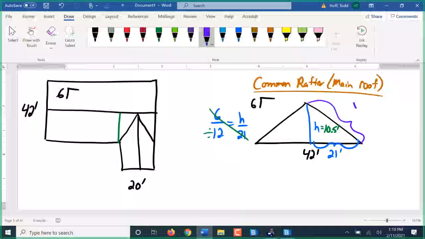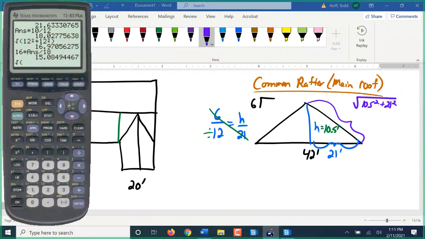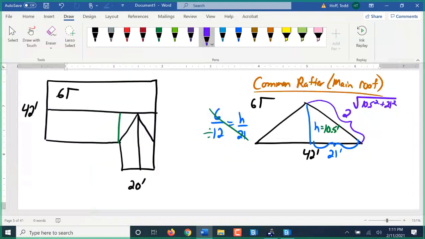Find the length of that rafter, which will be the square root of 10.5 squared plus the run of 21 squared. We'll take the square root of all that. We get 23.479. Okay, so 23.479 feet for the common. So that is this length right here.